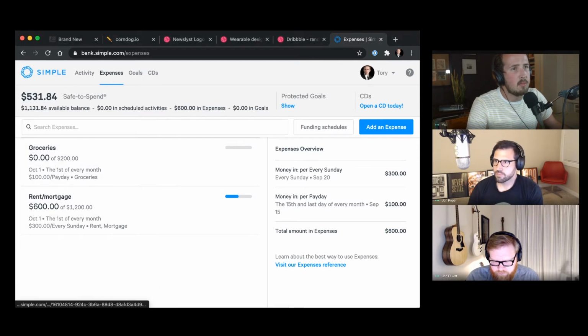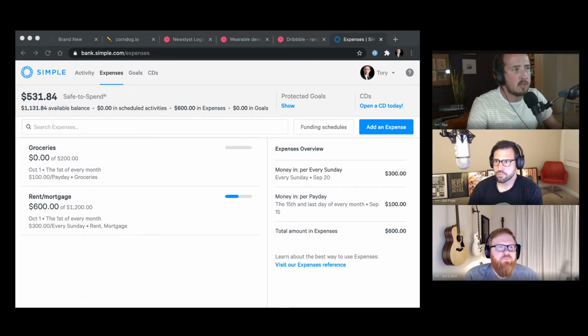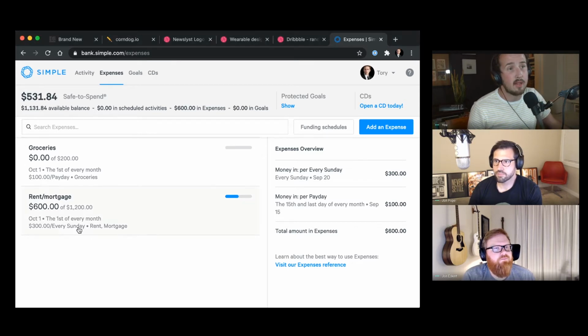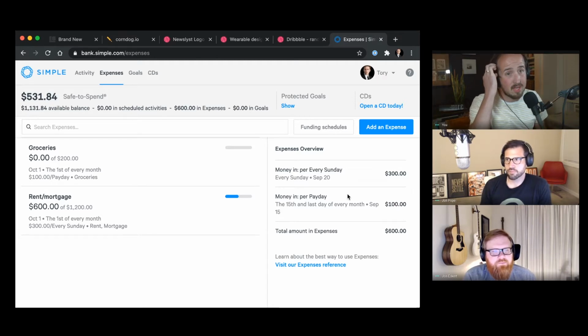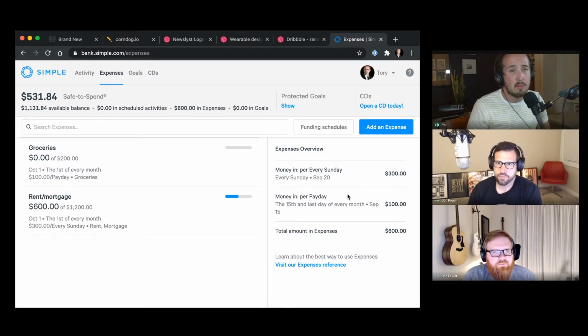The thing I don't like about this is it kind of feels like there were requirements written on paper, and I've always felt this way about it: hey, these are all the things that we need to accomplish, and then it was like, let's put all of those on the screen at once. Because I'm just looking at "money in per every Sunday, September 20," and I think some of it's maybe a visual sense. I feel like there could be some small changes to make this a little bit more visual, like maybe a calendar that shows me when money's coming in, when I have my funding set up.